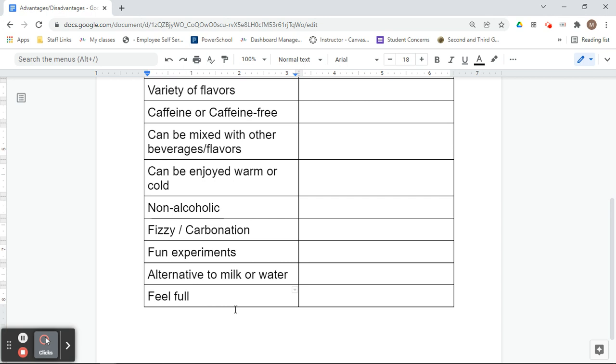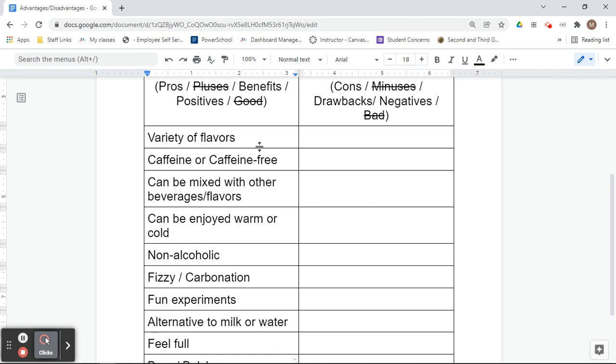I mean, if you wanted to get silly and look at it as a positive or negative, it can help you burp or belch. So, that could maybe go on both sides, on both positives and negatives. So again, just trying to have fun with it.